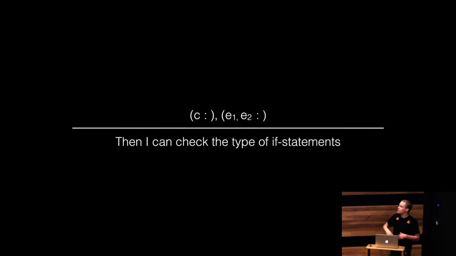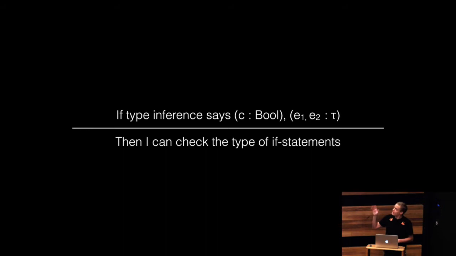And so we're going to spawn two types, because we can do that. So one of them is bool, we know that. The other one we're just going to call tau. We could easily call it A, B, T, it doesn't matter, it's just a name. And this is, quite literally, the rule. If type inference says C has type bool, E1 and E2 have type tau, then I can check the type of if statements. It's intuitive, right? You need all of this information in order to be able to proceed. If you're missing any one of these parts, it's a type error.